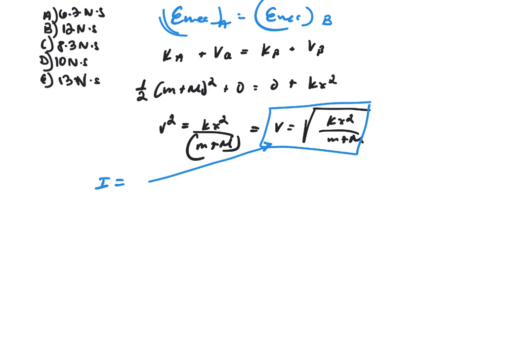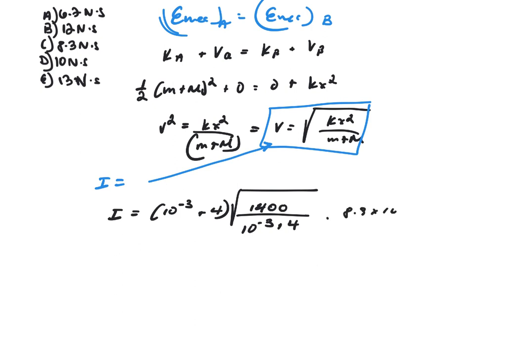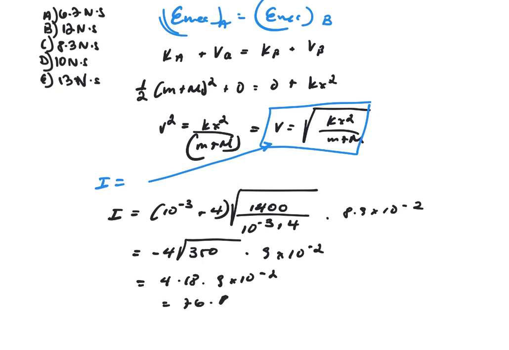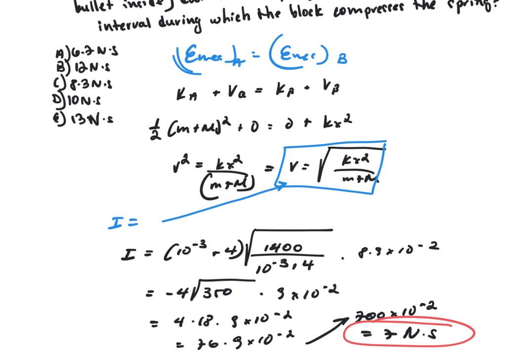So we're going to name impulse equals 8 times 10 to the negative 3 plus 4, times the square root of 1400, times 8.9 times 10 to the negative 2, which equals 4.35 times 9 times 10 to the negative 2, equals 4 times 18 times 9 times 10 to the negative 2, equals 76 times 9 times 10 to the negative 2, equals 700 times 10 to the negative 2, equals 7 newton-seconds. So this is the answer, which correlates to 8.